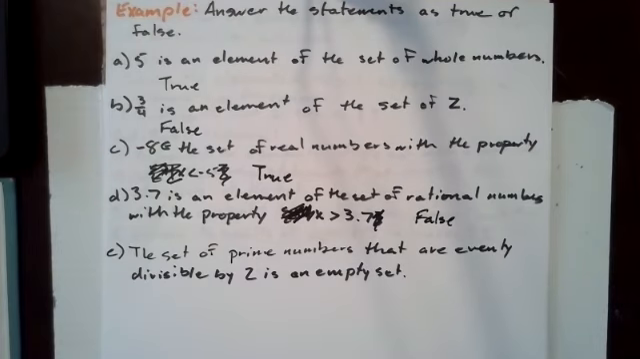And finally, we've got the set of prime numbers that are evenly divisible by 2 is an empty set. That's not true because 2 is divisible by itself, and that gives us 1. And 2 is a prime number. It's the only even prime number.